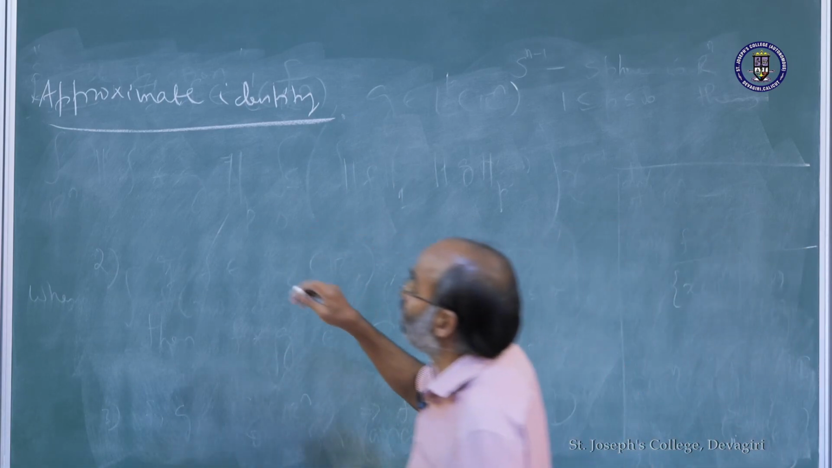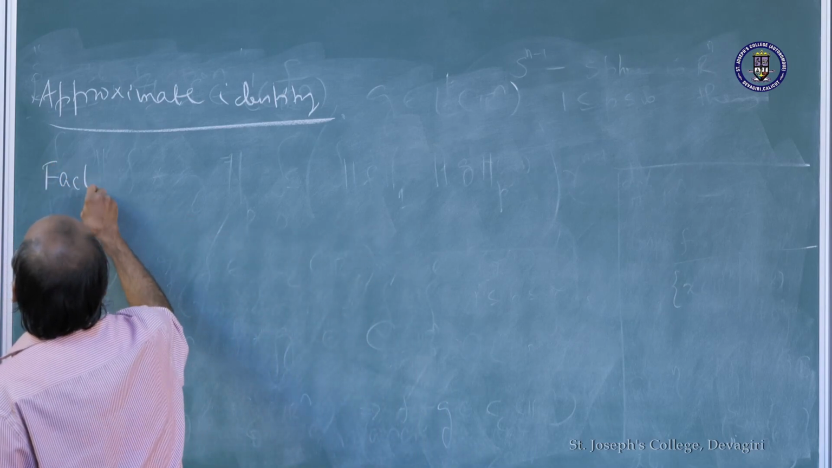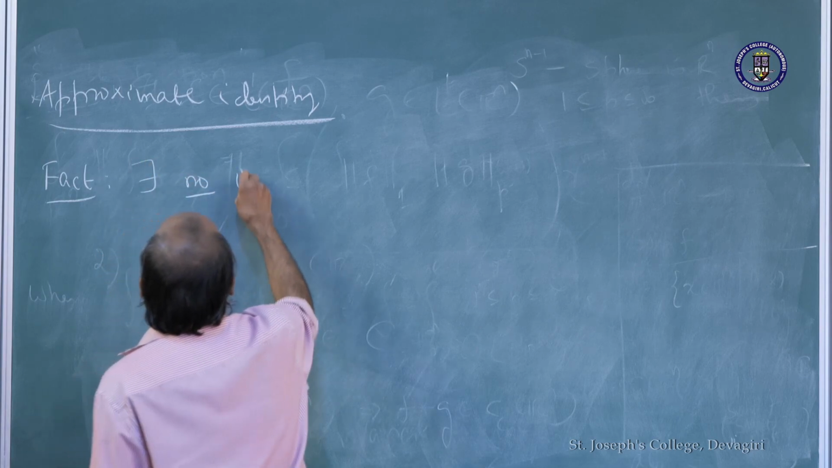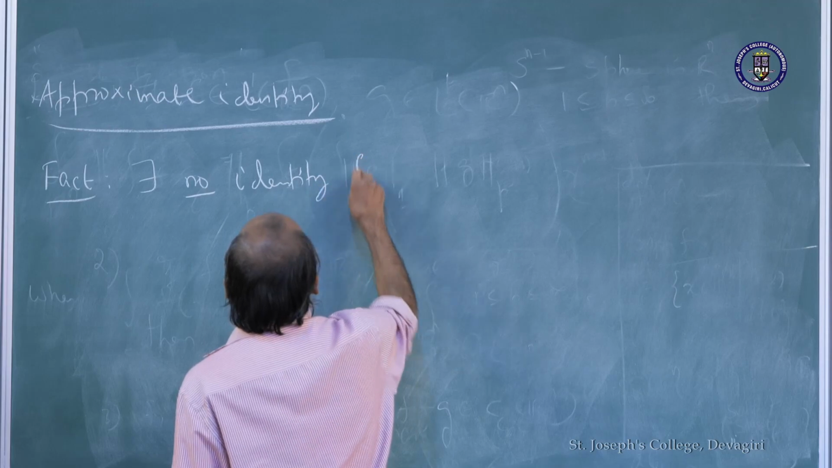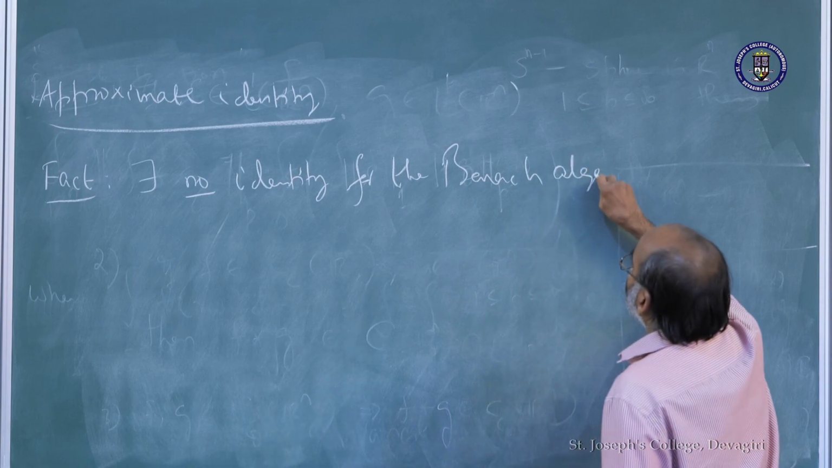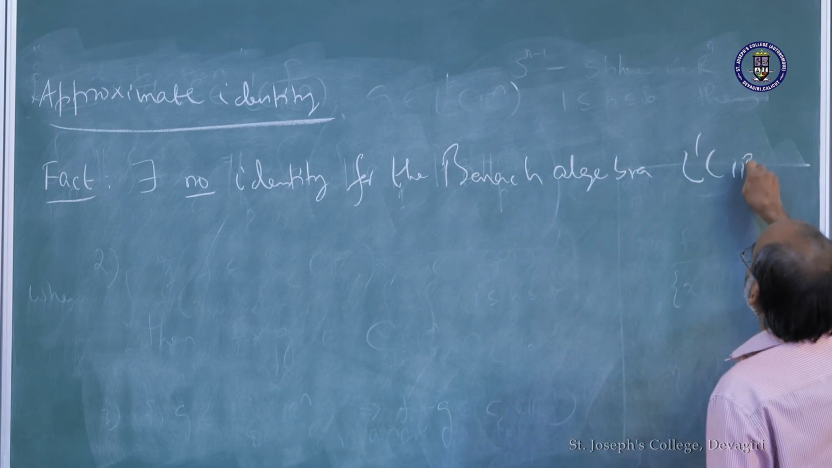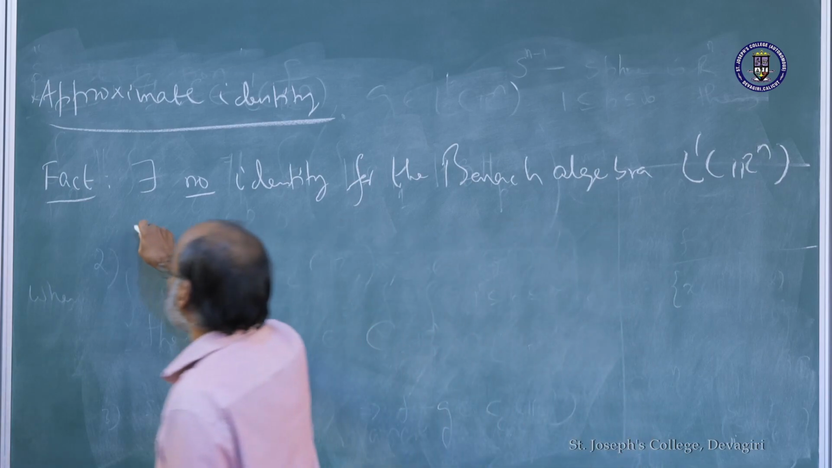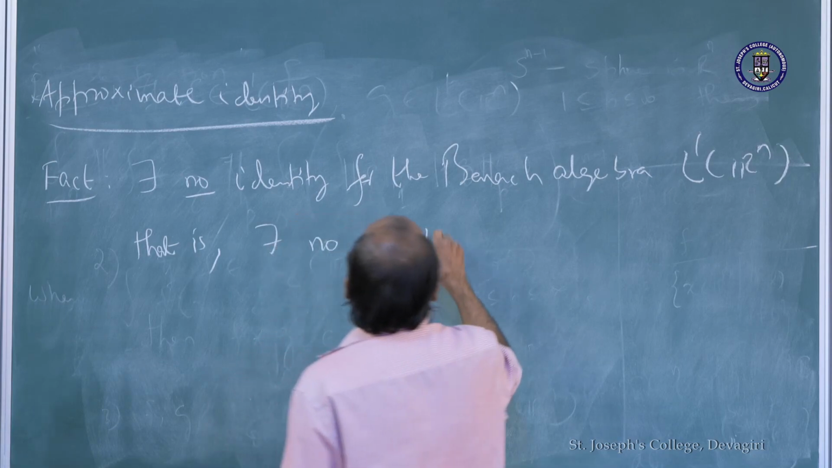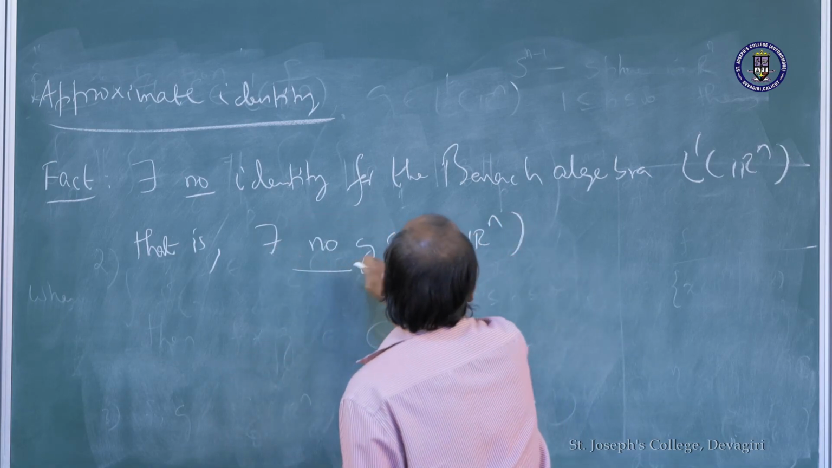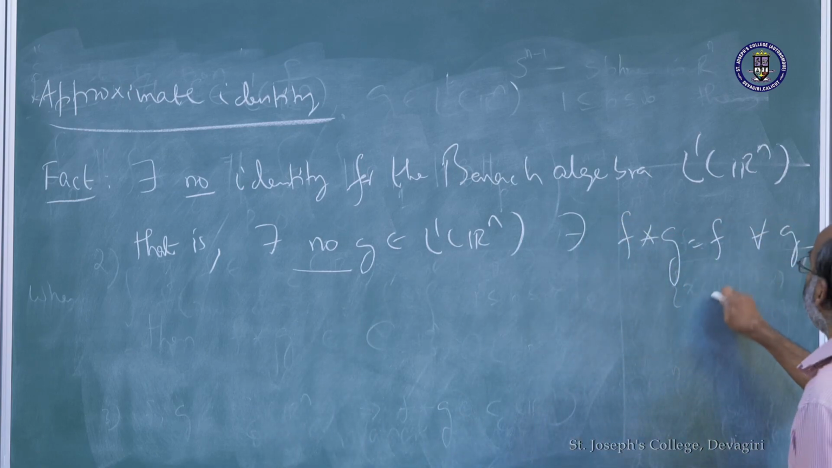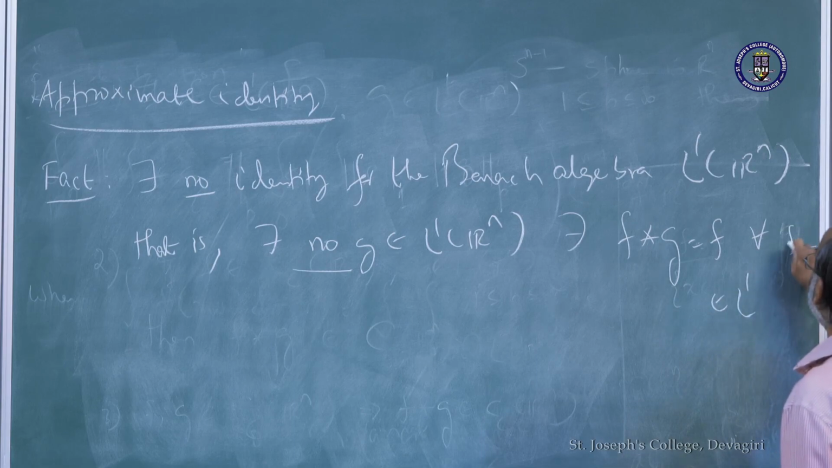Let me write this as a fact that there is no identity. Fact: there exists no identity for the Banach algebra L1 of R. That is, there exists no g in L1 of R^n such that f star g equals f for every f in L1 of R.